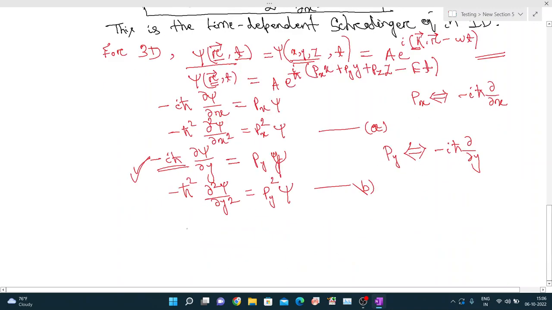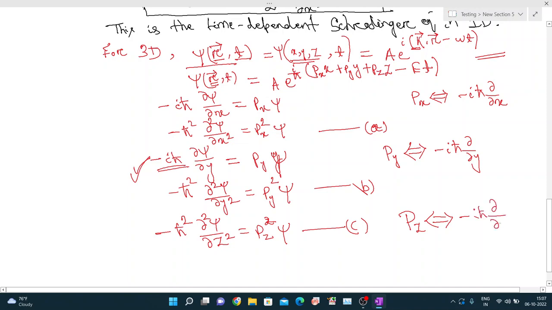Similarly, for the z coordinate, minus h cross square del square psi over del z square is equal to pz square into psi. This is equation number C. If you differentiate psi with respect to z and then multiply with minus i h cross, we get the operator representation of pz, which is minus i h cross del over del z.